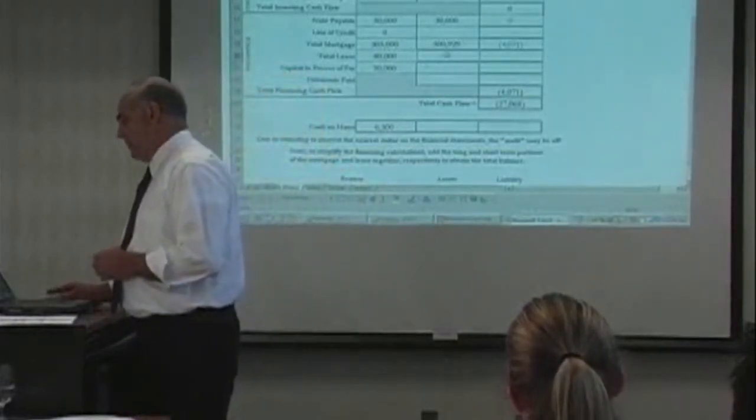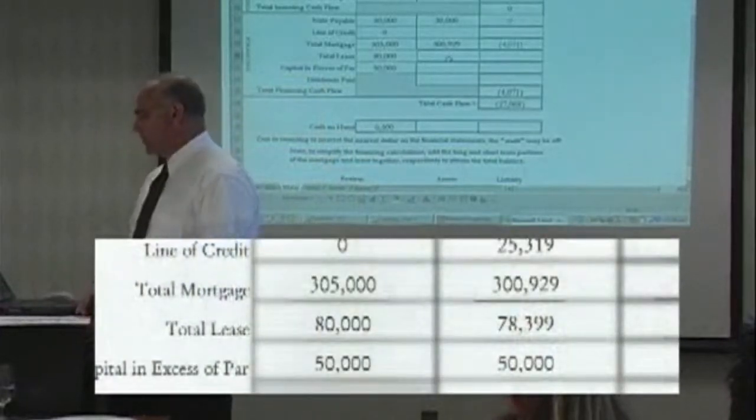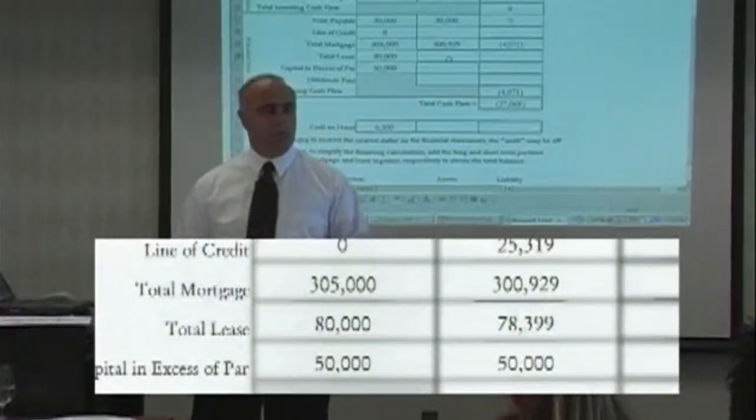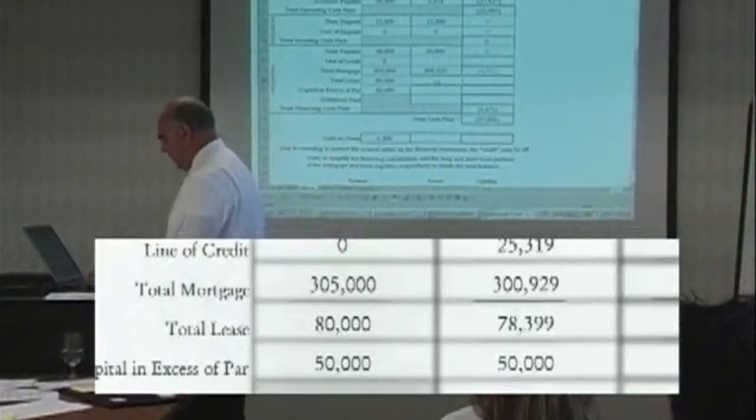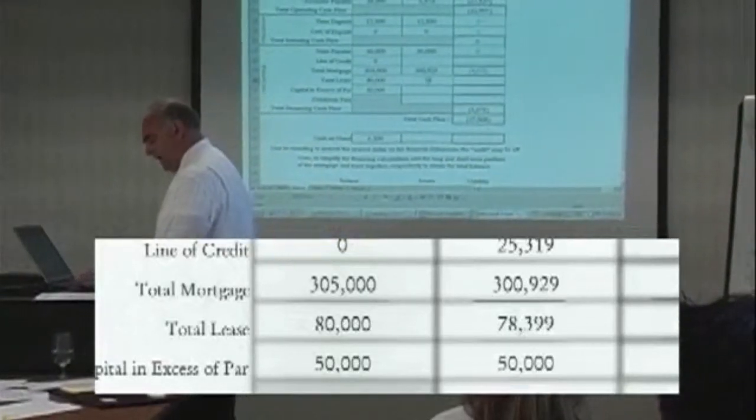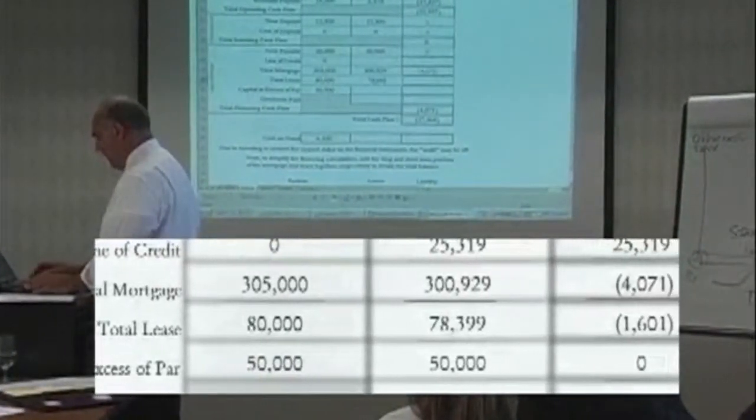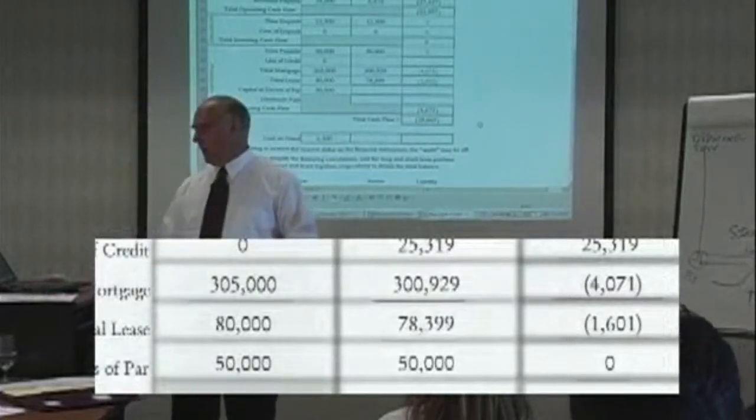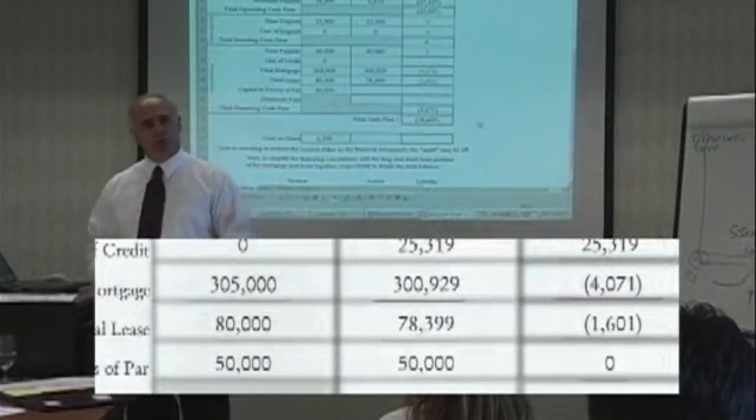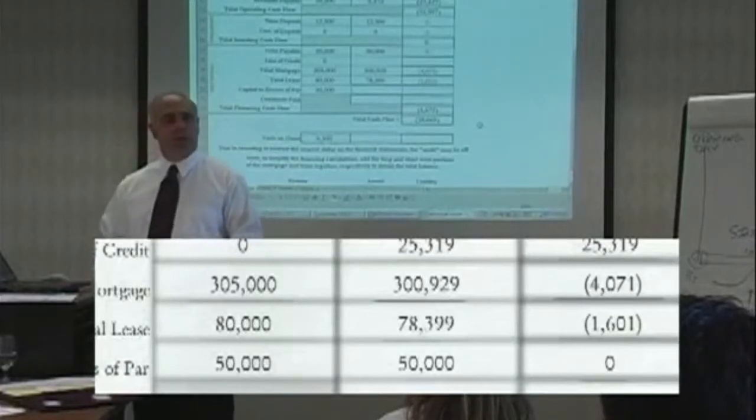The total lease, $80,000 at the beginning of the period. As we did with the mortgage, we add the current portion to the long-term portion at the end of the period, and we discover that the ending balance on the lease is $78,399. Again, the lease is a liability account. It declined in value over the course of the quarter in the amount of $1,601.